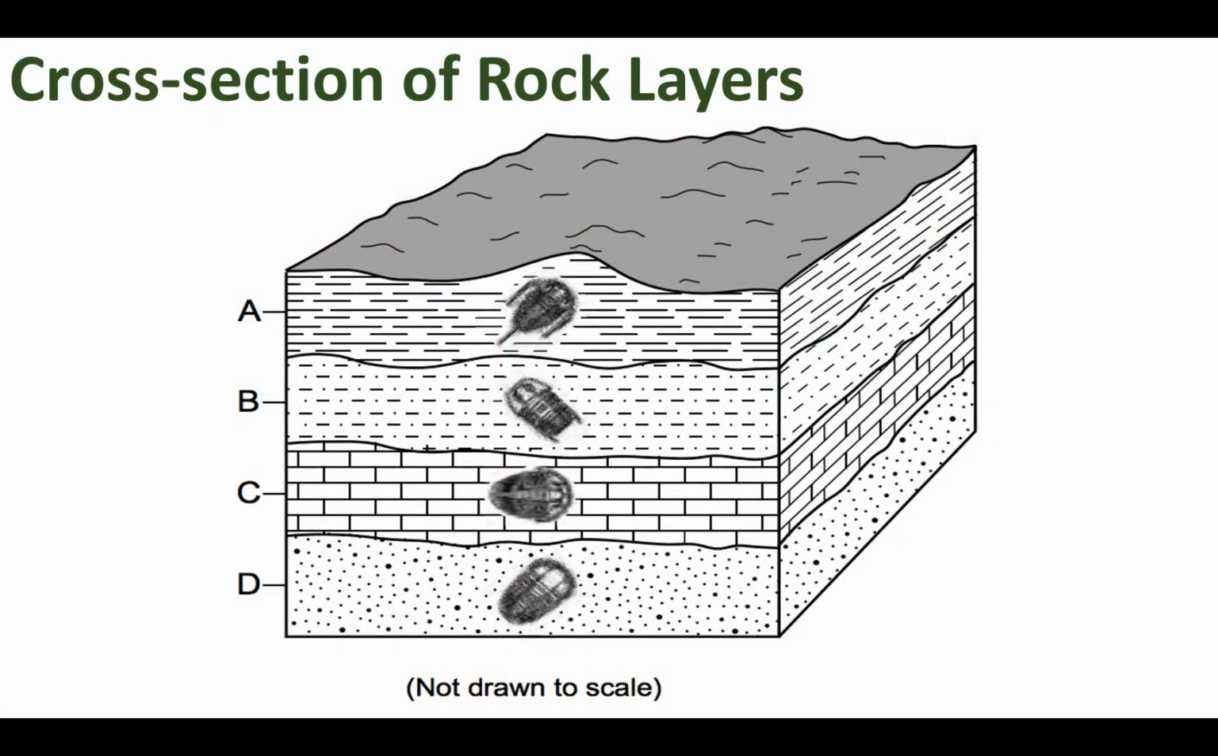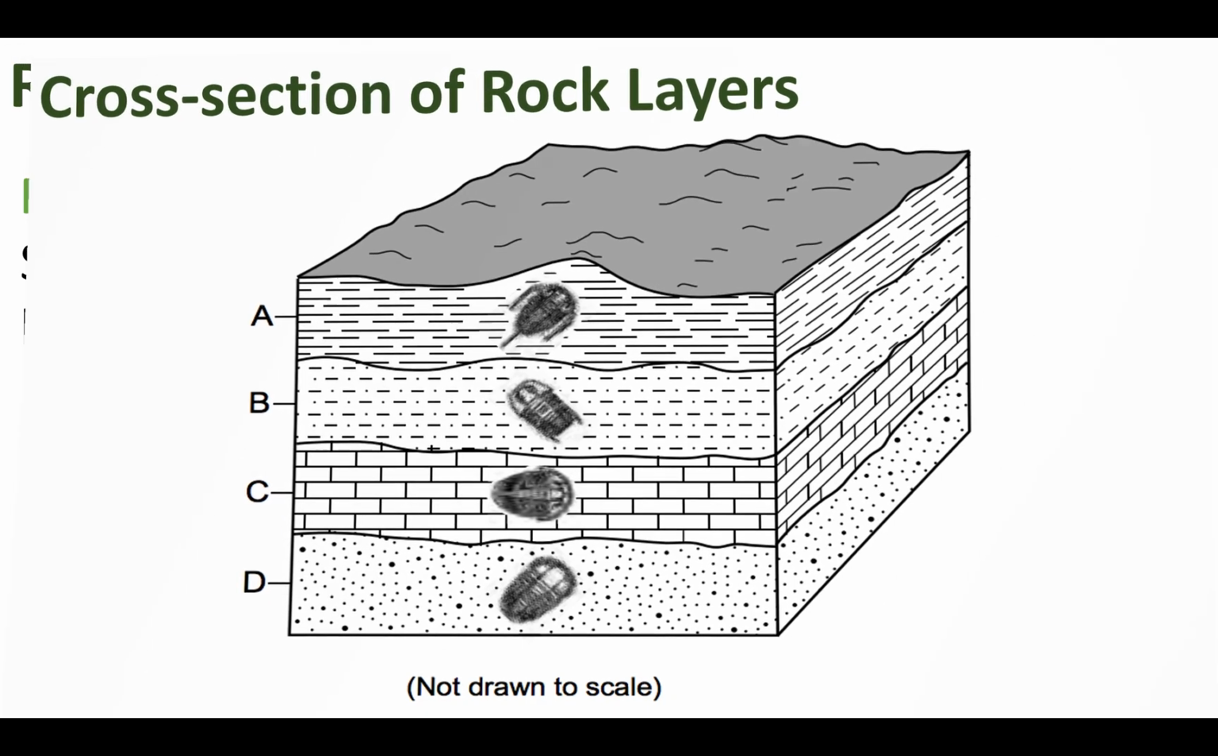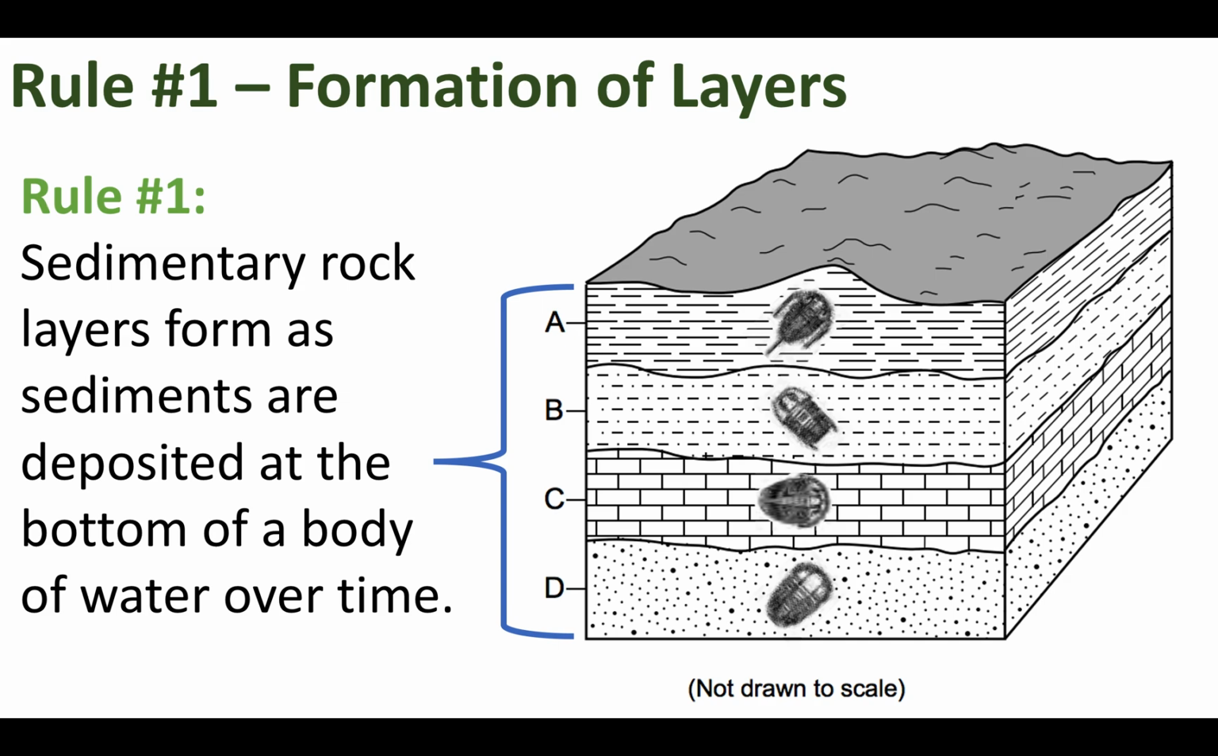We're not going to be looking at actual layers of rocks, though. In this class we're going to be looking at pictures of rocks. So here we have rock layers A, B, C, and D, and each rock layer has a fossil in them, and we're going to be able to analyze pictures just like this throughout the unit to determine where the old rocks are and where the young rocks are. So to start with today, we're going to go through two rules of relative dating. The first is formation of rock layers.